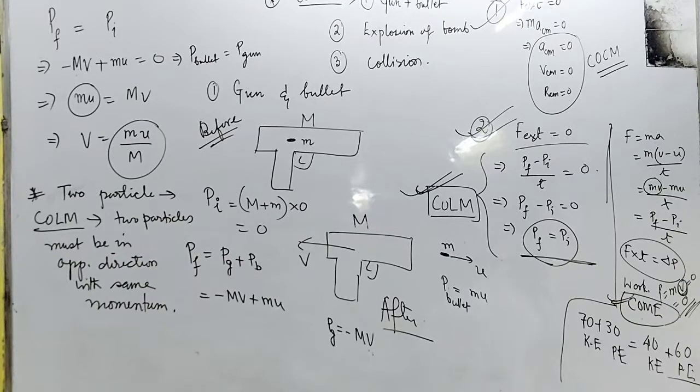The gun is relatively slow. The bullet is relatively fast. In the two events of conservation of linear momentum, the particles must be taken opposite to one another, and their momentum must be equal. Thus, in the conservation of linear momentum, where to apply this: if F external is equal to 0, Pi is equal to Pf.